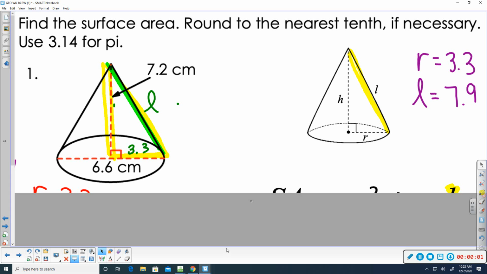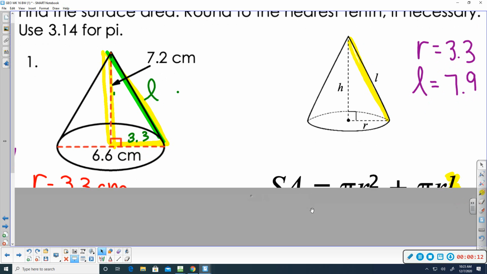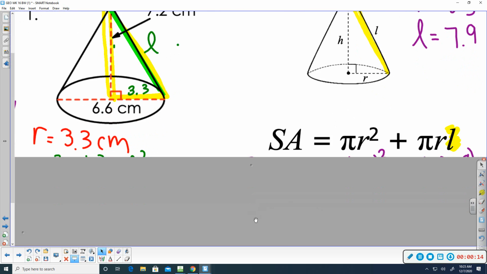Alright, this problem says find the surface area, round to the nearest tenth if necessary. Use 3.14 for pi. So here we have a cone, and we need to find the surface area of it. To find the surface area of a cone, we actually have a formula.